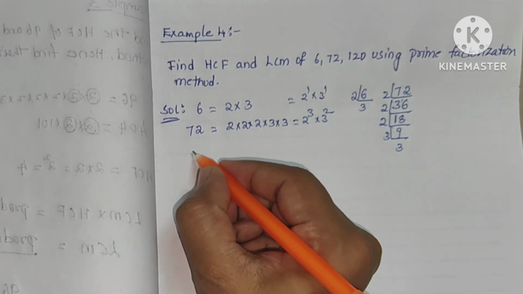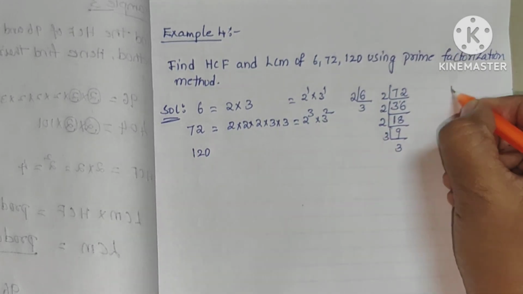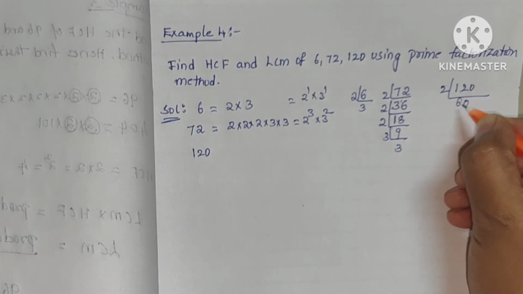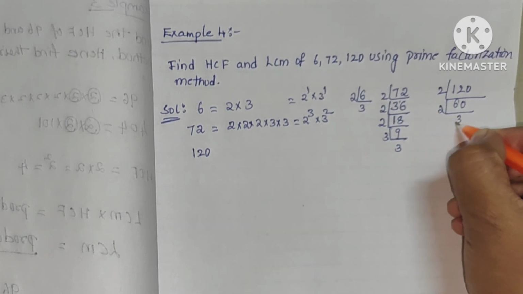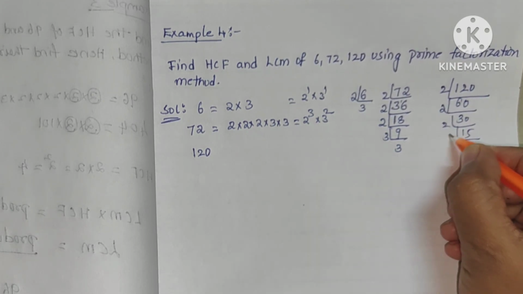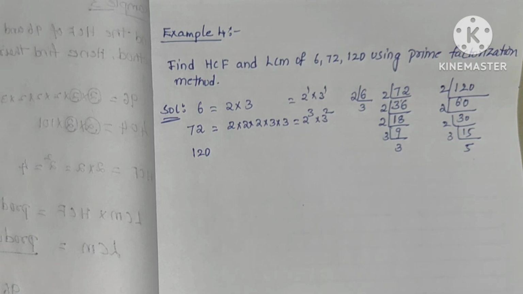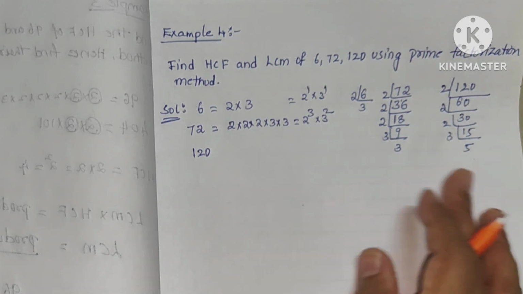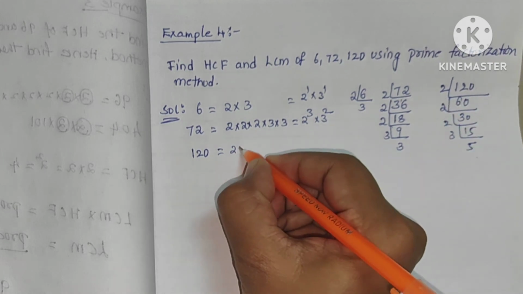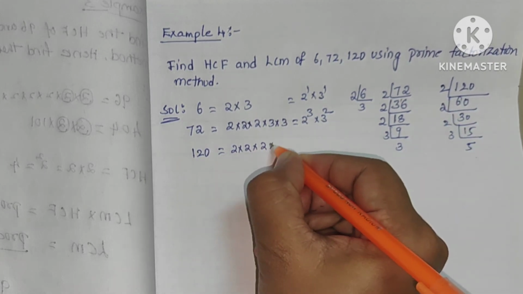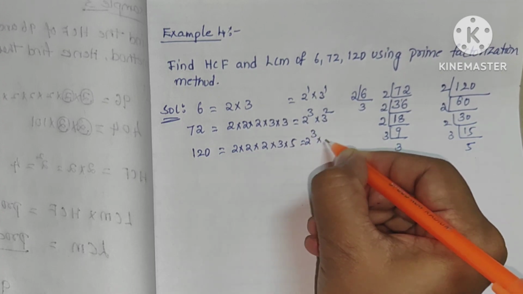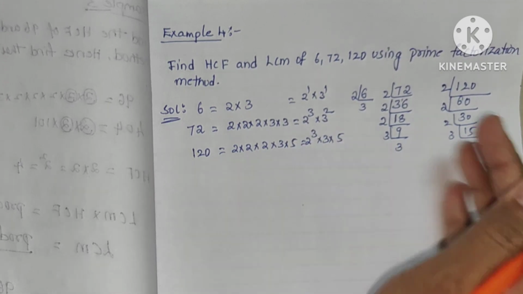So next, the third number, 120. Right here 120, 2 6 are 12 and 0. 2 30s, 2 15s and 3 5s. Very small numbers, no? So it's very easy. So here 3 2s and 3 into 5. So it's 2 cube into 3 into 5.